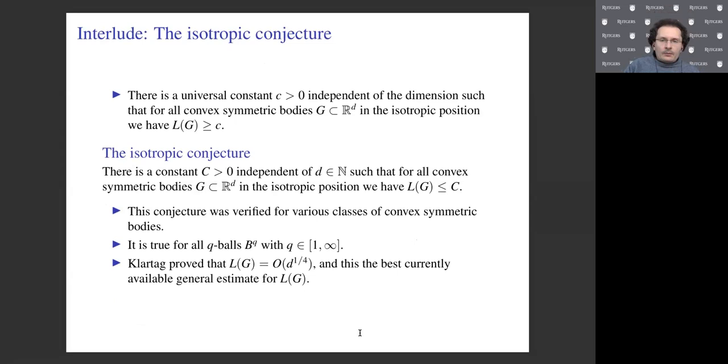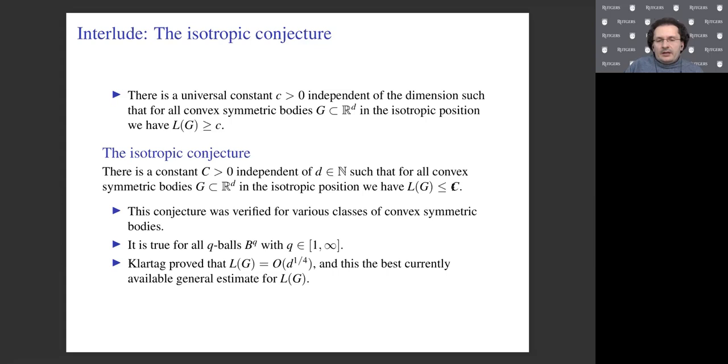And now let me make a digression about this isotropic constant. So we know, as Bourgain showed, that there is a universal constant independent of the dimension, such that for all convex symmetric bodies in the isotropic position, we have the lower bound. And the isotropic conjecture asks about the upper bound. So we ask if there is a constant independent of the dimension, such that for all convex symmetric bodies G, which are in the isotropic position, the isotropic constant is bounded by this absolute constant. And of course, this conjecture was also verified for various classes of convex symmetric bodies.